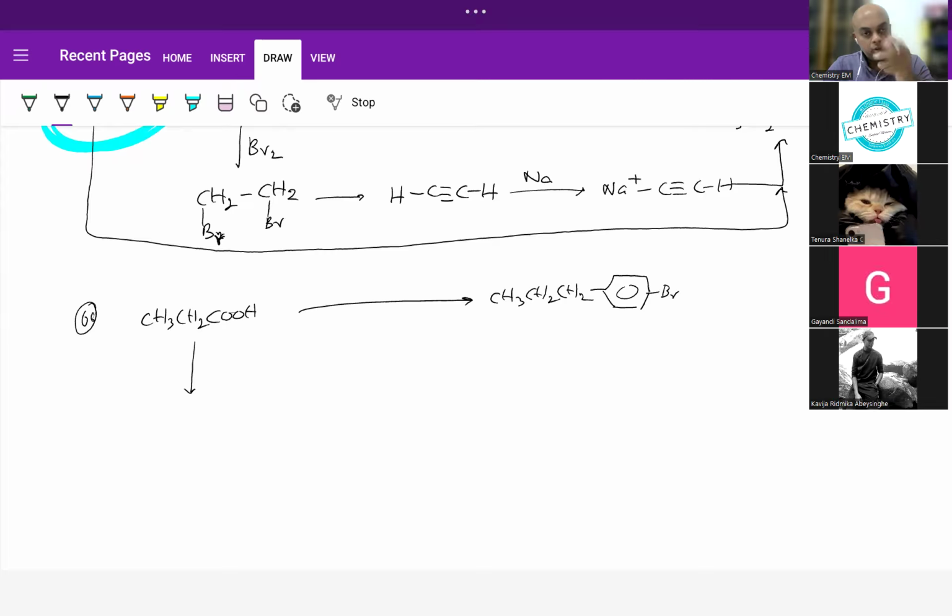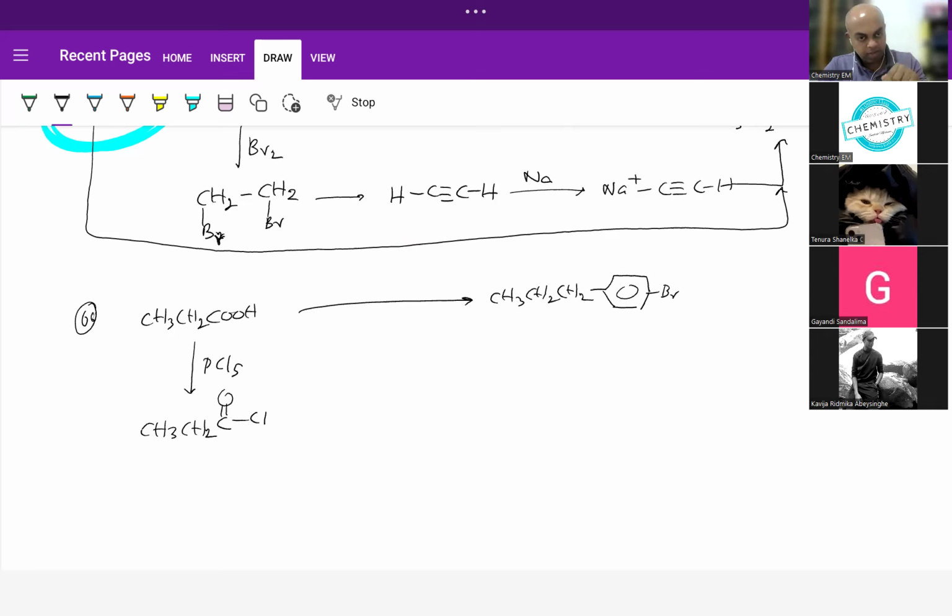Starting from a carboxylic acid. Carboxylic acid has an OH part. That OH part can be replaced with Cl by using PCl5, same as alcohols, right? So same as alcohols, if you haven't done carboxylic acid, the OH part can be converted into Cl by using PCl5, right? So I can convert this one into CH3, CH2, C double bond OCl.